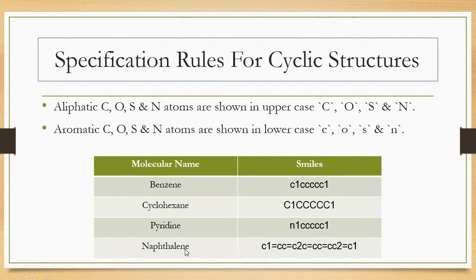The next structure is naphthalene, and naphthalene is also an aromatic ring, so all the carbons in the string are in small letters, and this c1 is connected to this c1 and this c2 is connected to this c2. So these are the specification rules for cyclic structures.